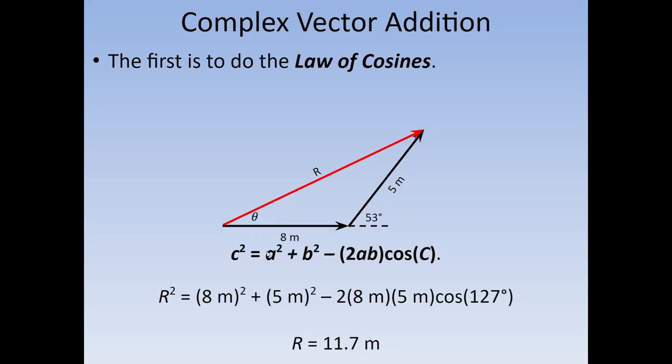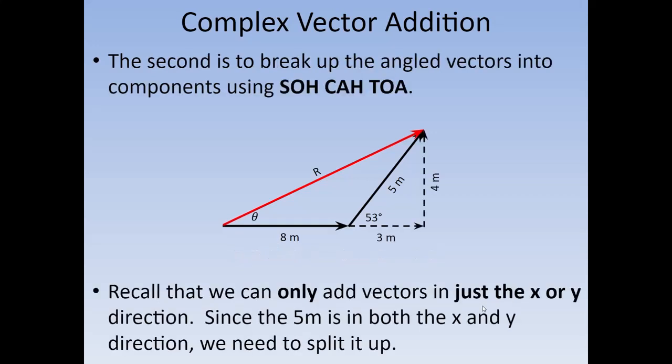What you would do is pretty much similar to Pythagorean theorem. You do a squared, 8 squared plus 5 squared, but the c in this case would be this angle right here. So in this scenario, I'd have to do 180 minus 53, find this angle, plug it in, calculate, and you get 11.7. Now, the second way to do this one is actually the way that I would probably do it, only because of some of the other things that we're going to be doing.